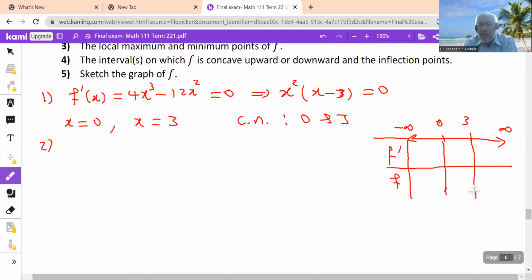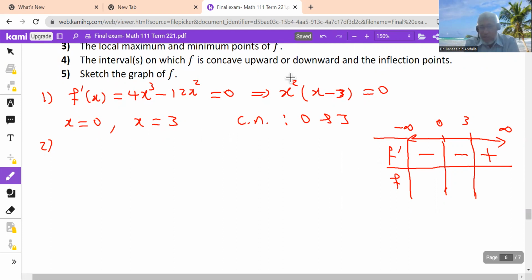And you check now the sign of f prime. Well, this is f prime. If you replace x by a number between 0 and 3, 1 for example, 4 minus 12, this would be negative. If you replace x in f prime by 4, for example, you will have 4 times 64 minus 12 times 16. This will give you a positive number. Okay? And if you replace x by negative 1, for example, you will have negative 4 here, negative 12. So it's in fact a negative number.